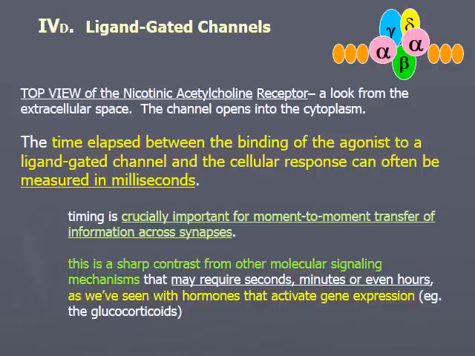Now, the interesting thing about this is that you can measure cellular response on the millisecond scale. So much different than what we saw for example, steroids, or for example, thyroid hormone, or for example, vitamin D. Right? And this is interesting because this allows rapid transfer of information.